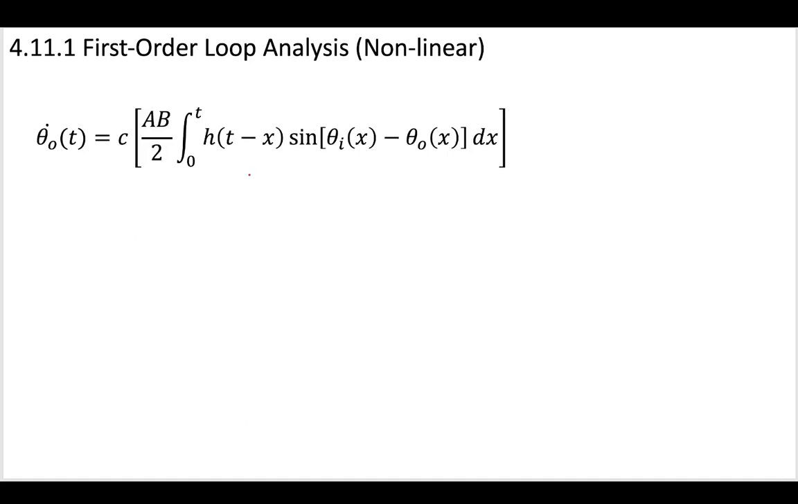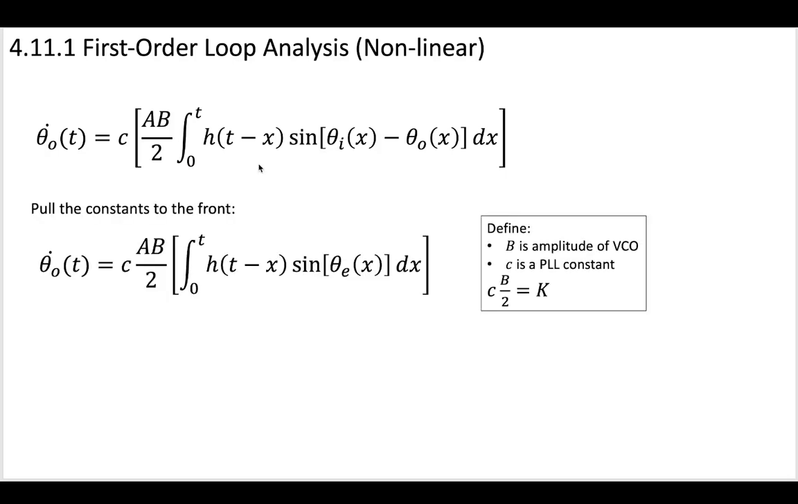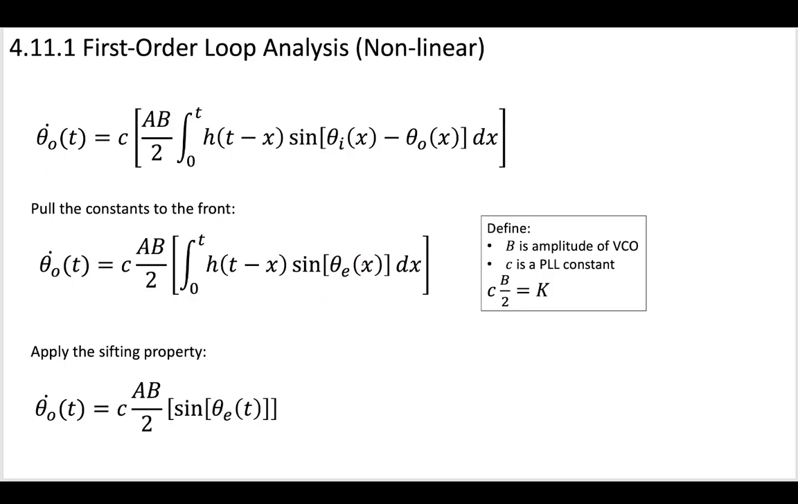So if we assume that it's an impulse, this makes things easier for us because we can, again, pull those constants to the front, and then we can use that sifting property and simplify this down quite a bit, so that all we're really left with is the sine of the phase error difference. And again, we're going to use that same constant related to our phase lock loop. So we have this as our output phase derivative, and this is what would be entering the VCO.